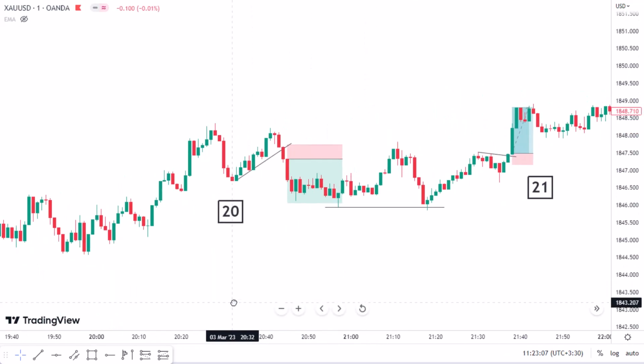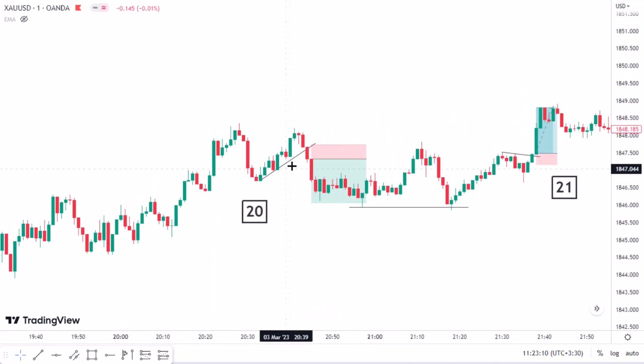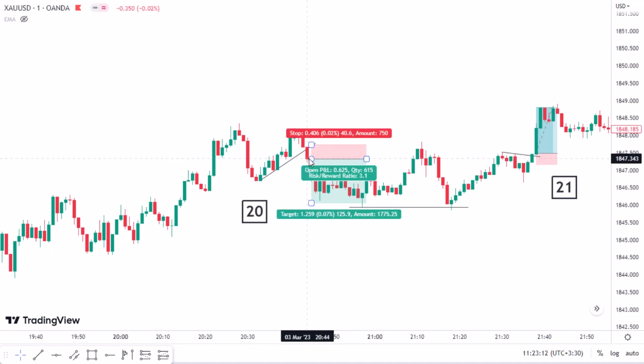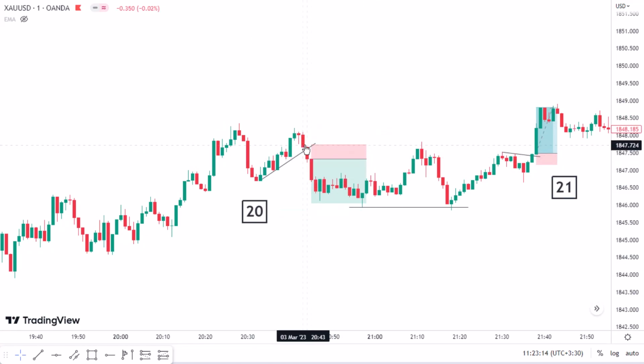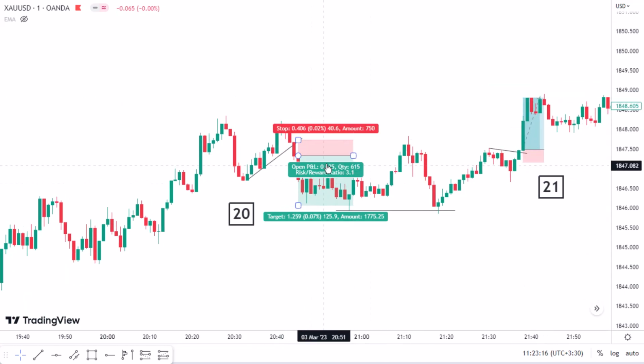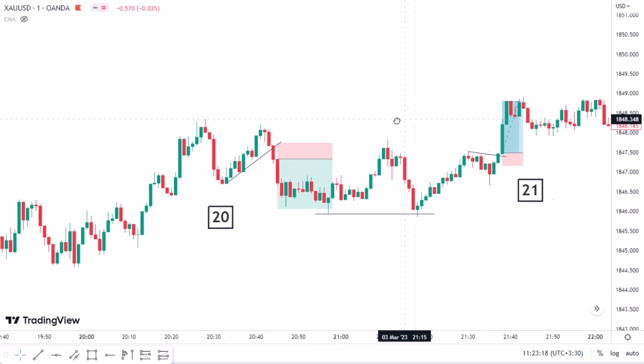On trade 20, we have a trend line with 2 touches. On the third time it is broken here, we enter the sell position, put our stop loss above that candle, and it gives us a reward of 3.